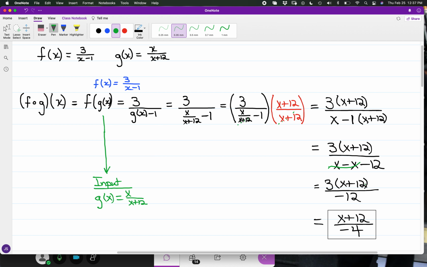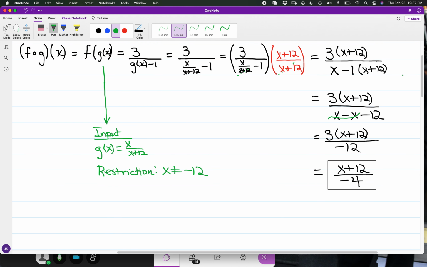And for g of x, there is a restriction, and it is that the denominator cannot be 0. So in this one, if x plus 12 cannot be 0, then we have that x cannot be equal to negative 12.